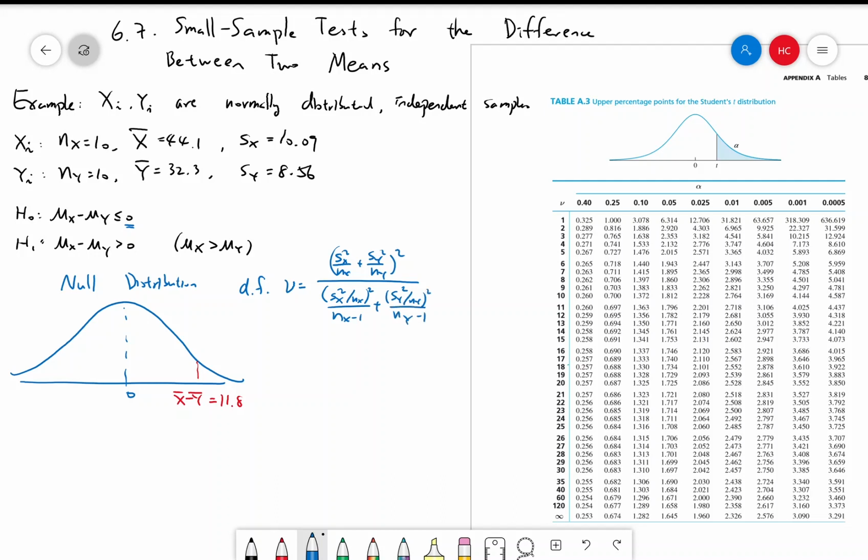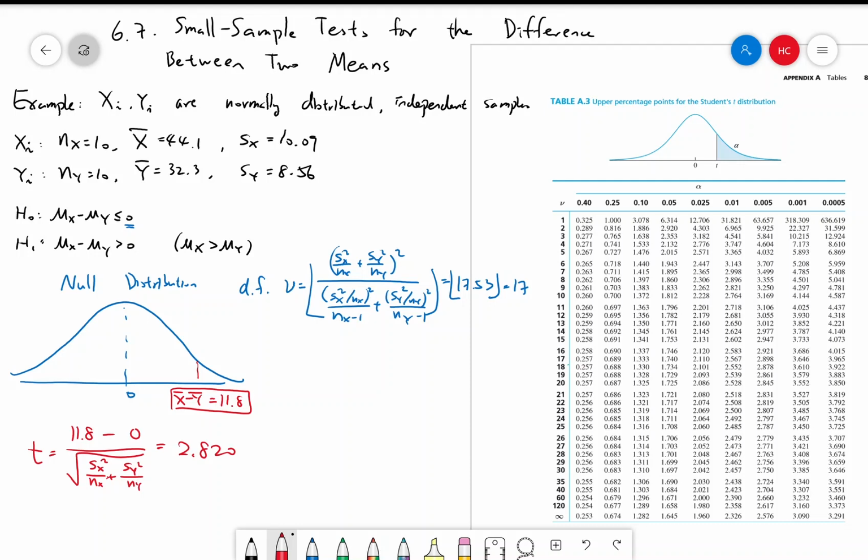Well, luckily we have all the numbers ready above, so we can just plug all of them in. This is equal to 17.53, and because we are rounding down, it's 17. So the degree of freedom is 17. Now we just need to calculate the t-value. The t-value is equal to 11.8 minus 0 divided by the square root of sx squared over nx plus sy squared over ny. Again, all these numbers are ready for you above, so we can plug into the calculator. This is equal to 2.820.